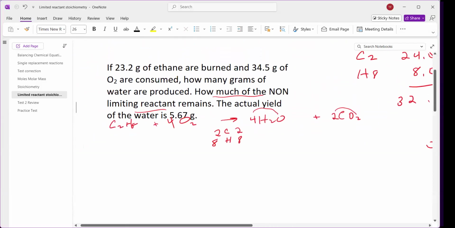Okay, so let's look at a typical limiting reactant problem. Basically, if you're given more than two givens, one of them limits the production of the product. So 23.2 grams of ethane are burned, 34 grams of oxygen are consumed. How many grams of water are produced? This is the equation down here.